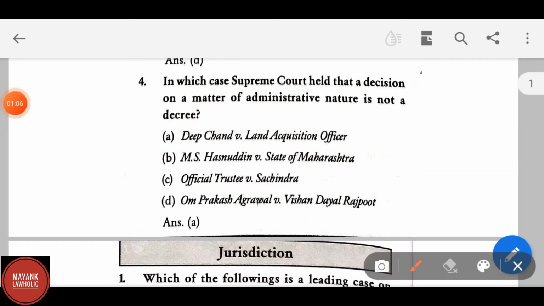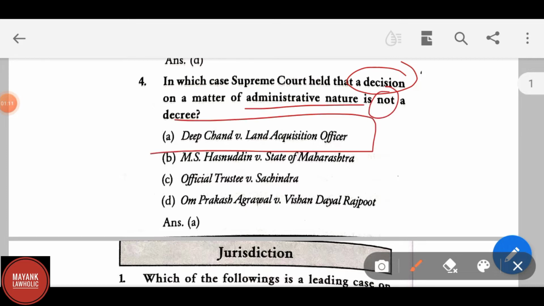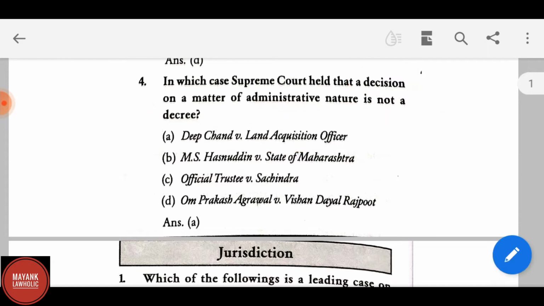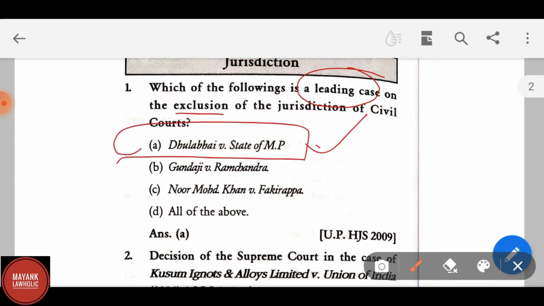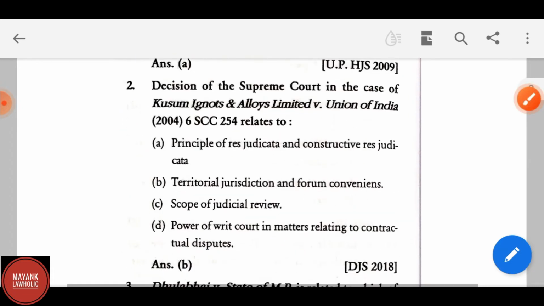In which case Supreme Court held that a decision on a matter of administrative nature is not a decree? Correct answer is A. Deep Chand versus Land Acquisition Officer. Which of the following is a leading case on the exclusion of jurisdiction of civil courts? Correct answer is Dhulabhai versus State of MP. This is an important question.